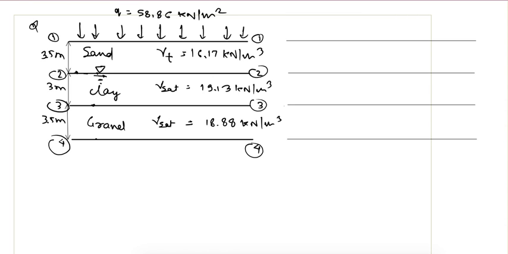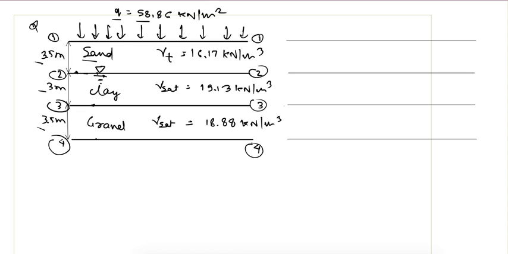Let's do some questions based upon the effective stress analysis. So this is the first question. In this, the strata consists of sand, clay and gravel, and these are their respective depths. And on the top of this strata, some loading is applied. So because of that, a stress of 58.86 kilonewton per meter square is there.